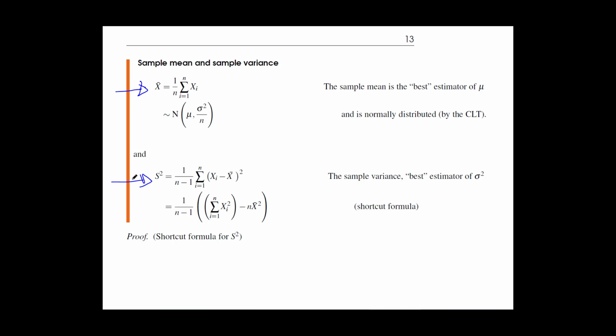Capital X bar is the random variable representing the sample mean. So it's just the average, right? But notice that it's in capital letters, so it means that for each different sample, you're going to get different numbers. Now, by the formulas for mean and variance of linear combinations, we know that the sample mean has mean mu and variance sigma squared over n. That's important. We've seen that before.